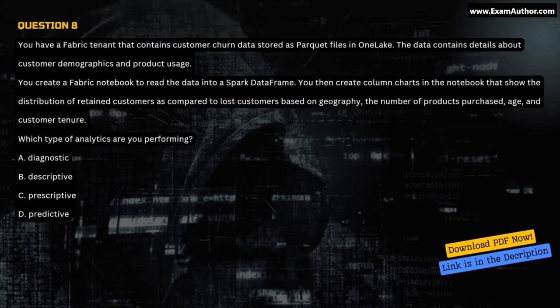Question 8. You have a Fabric tenant that contains customer churn data stored as Parquet files in OneLake. The data contains details about customer demographics and product usage. You create a Fabric notebook to read the data into a Spark data frame. You then create column charts in the notebook that show the distribution of retained customers as compared to lost customers based on geography, the number of products purchased, age, and customer tenure. Which type of analytics are you performing?